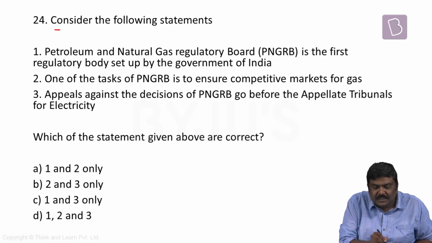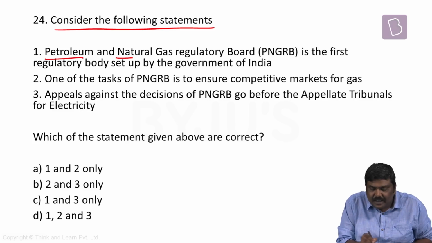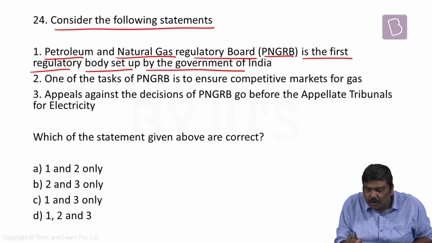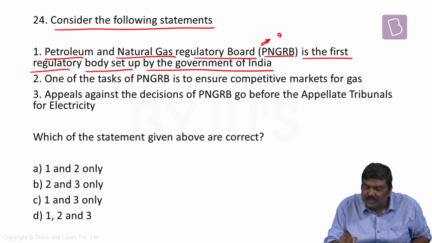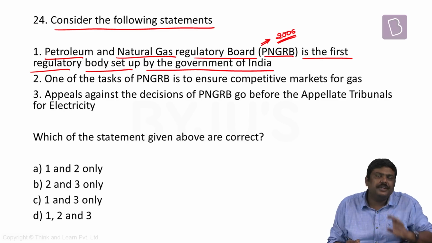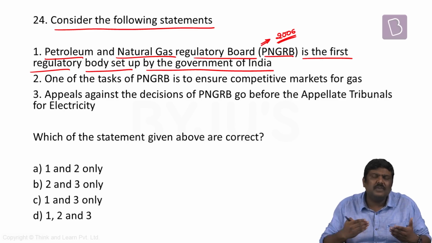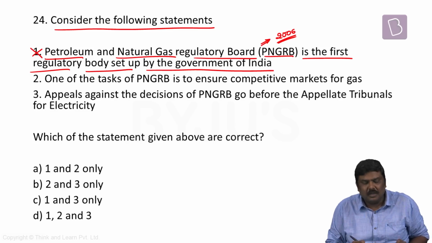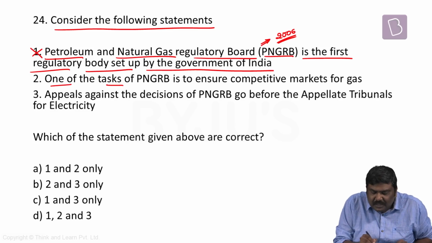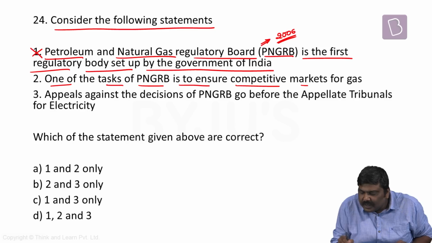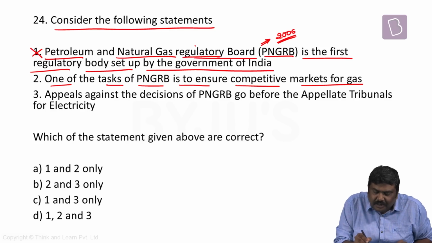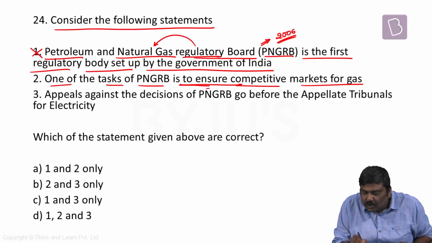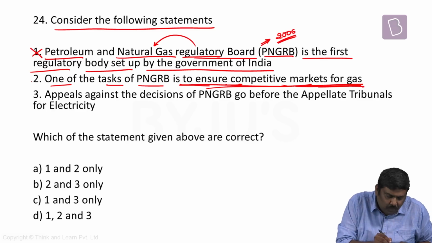Question number 24. Consider the following statements. Petroleum and Natural Gas Regulatory Board, PNGRB, is the first regulatory body set up by the Government of India. Now this particular regulatory body was set up in the year 2006. Don't you think that before 2006 the Government of India would have set up many more regulatory bodies? So basically the first point will be wrong. Second point, one of the tasks of PNGRB is to ensure competitive markets for gas. Since it is a regulatory board, obviously its role will be to ensure a competitive market for gas. So the second point is true.